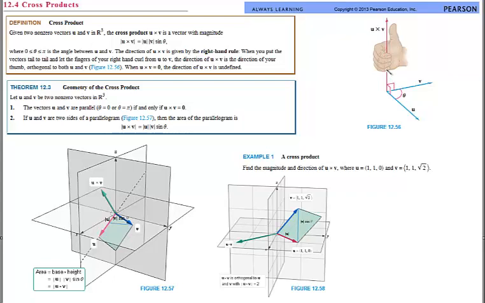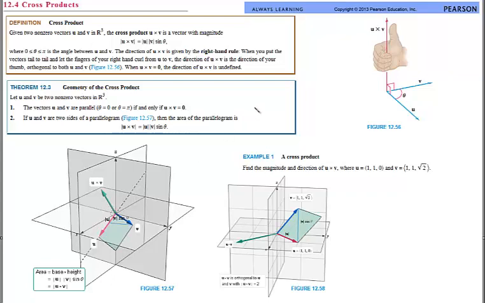Now, what you can note is that this direction is always going to be orthogonal to both U and V. So here we just have another picture of vectors u and v with the cross product and showing that direction just tilted in real space.